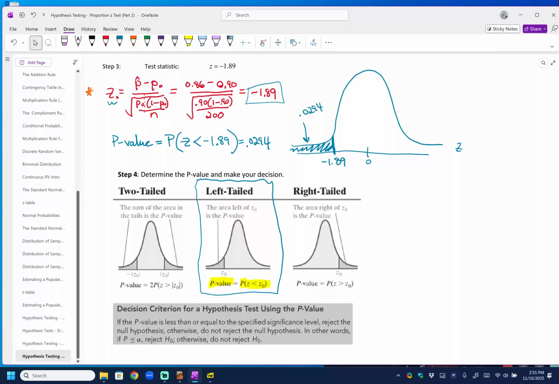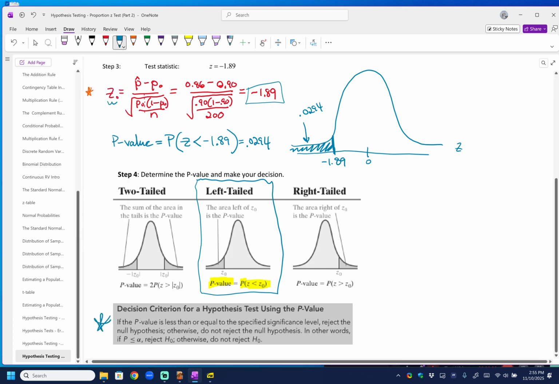So why exactly is this valuable to us? Well, we still haven't made a decision yet. That's where this comes in, right over here. It says, if the p-value is less than or equal to the specified significance level, reject the null hypothesis. Otherwise, do not reject the null hypothesis. So in other words, if our p-value is less than or equal to alpha, we reject H naught. Okay, so let's look at our decision here.